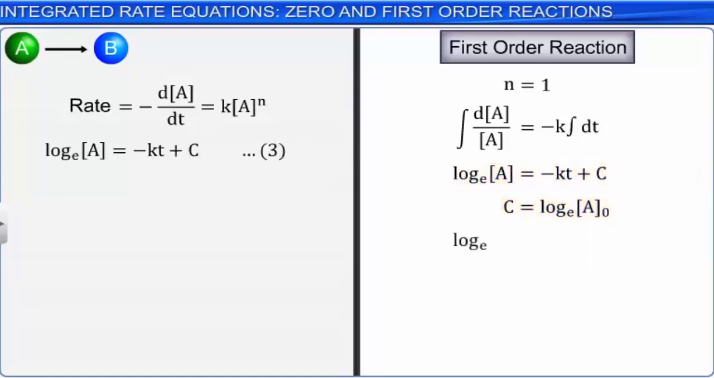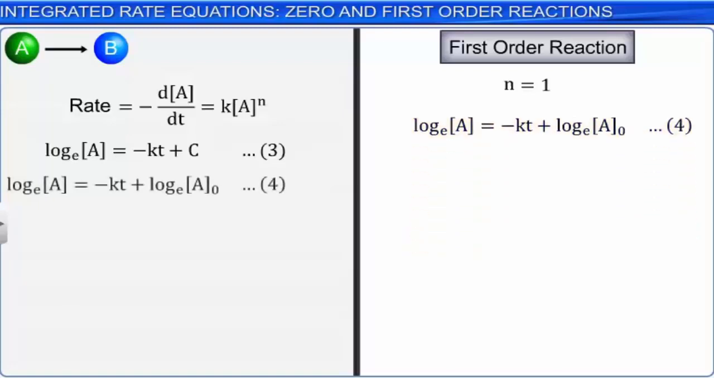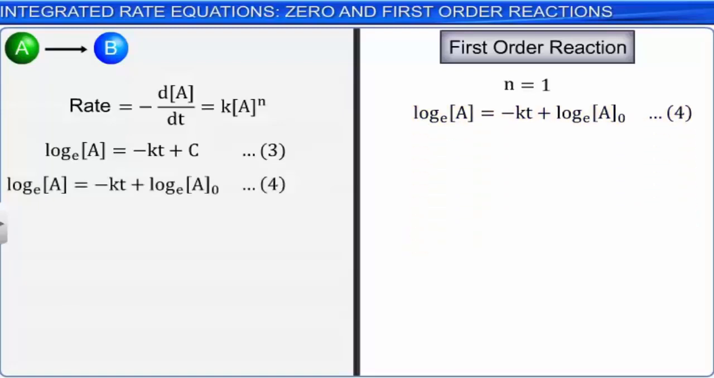Substituting this value of C in equation 3, we get log concentration of A to the base e is equal to minus k multiplied by t plus log concentration of A0 to the base e. Let this be equation 4. On rearranging this equation, we get k is equal to 1 divided by t log concentration of A0 divided by concentration of A to the base e.